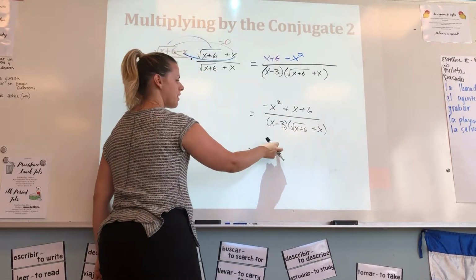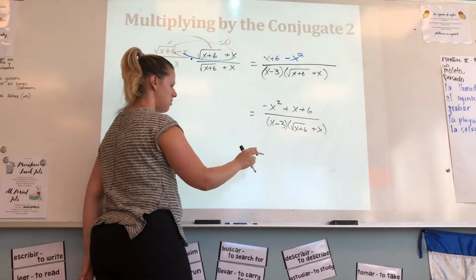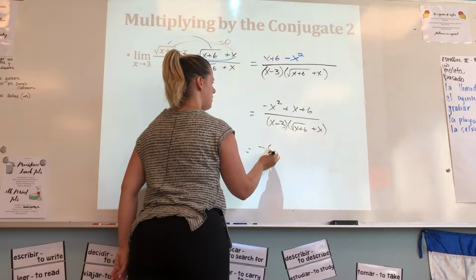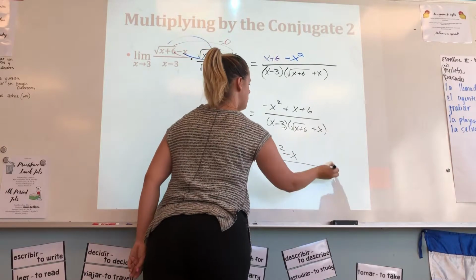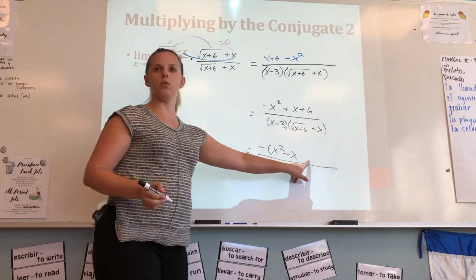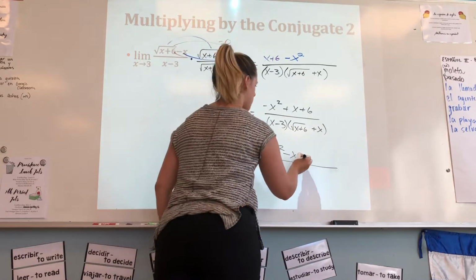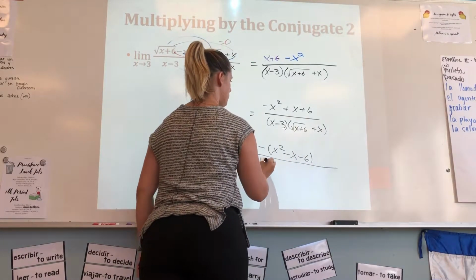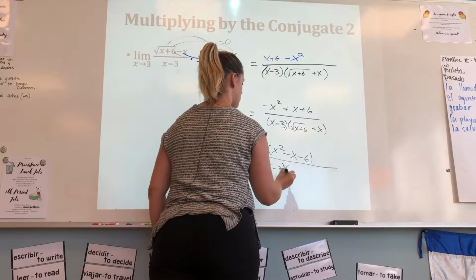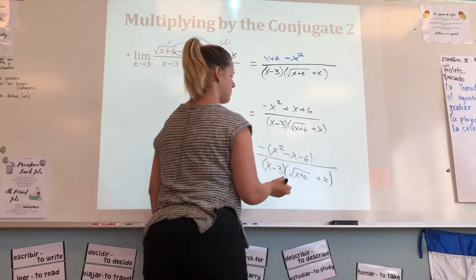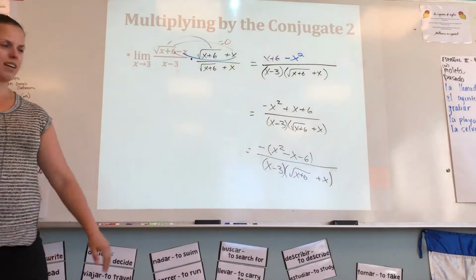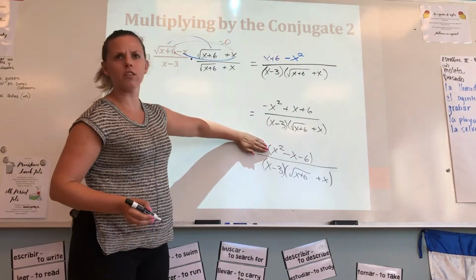You can stick the negative on top or way on the outside, it doesn't matter. I'll put it on top. x squared minus, it's not just x. Then what do I write now? Minus 6. You can multiply everything by -1. So this is the same, but that is not the same as this. Now is this more happy to factor?